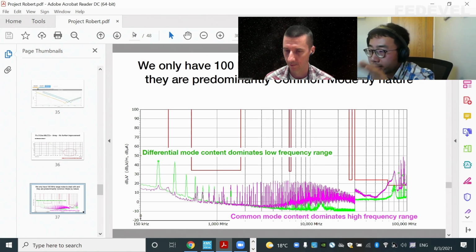Now I'm using the listen mate module again, looking at the differential mode and common mode. And I know, okay, with this result, all I have to do is deal with this high frequency common mode noise. This is the part I need to deal with.